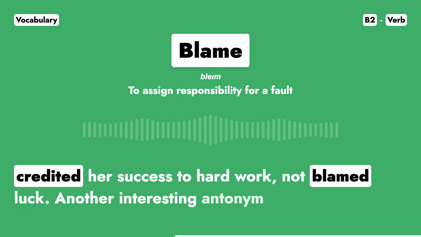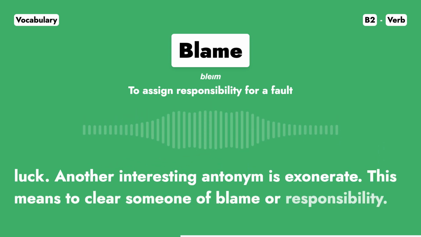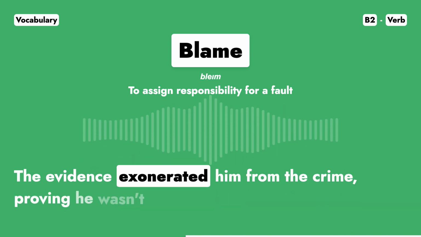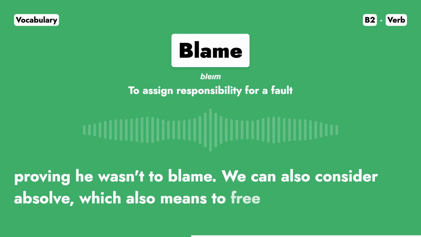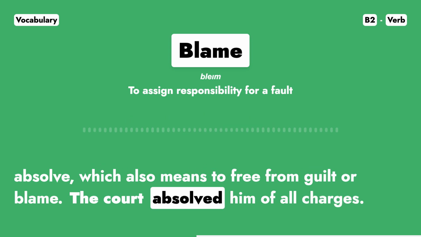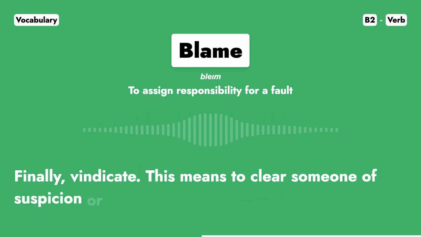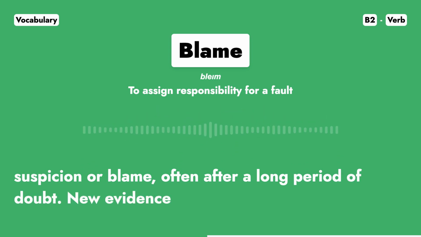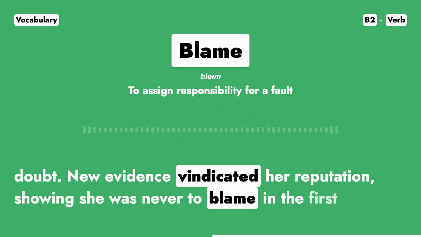Another interesting antonym is exonerate. This means to clear someone of blame or responsibility. The evidence exonerated him from the crime, proving he wasn't to blame. We can also consider absolve, which also means to free from guilt or blame. The court absolved him of all charges. Finally, vindicate. This means to clear someone of suspicion or blame, often after a long period of doubt. New evidence vindicated her reputation, showing she was never to blame in the first place.